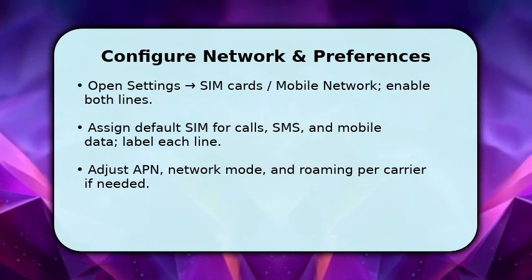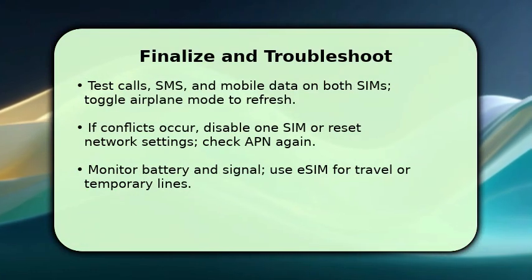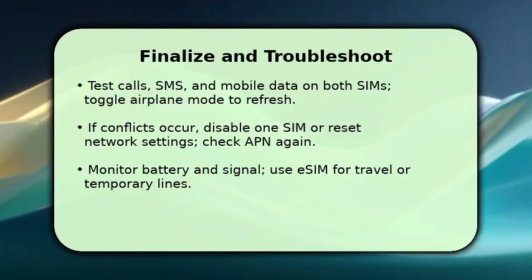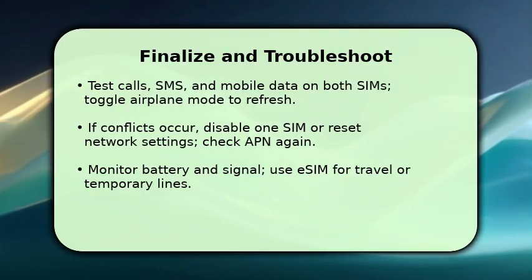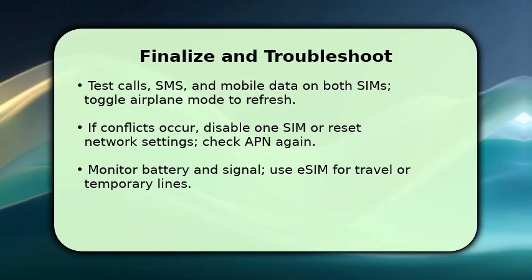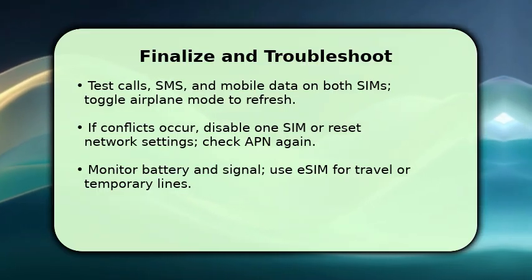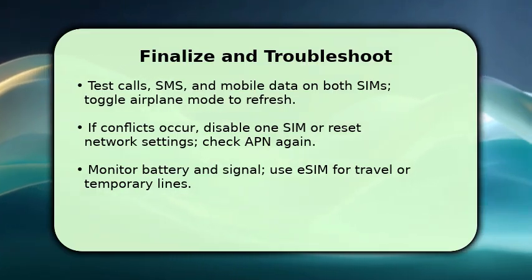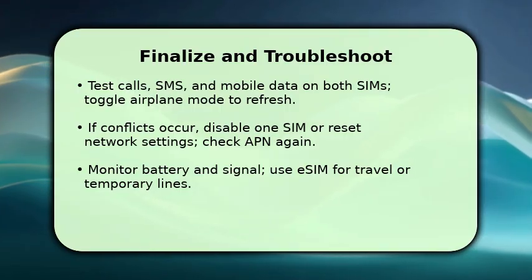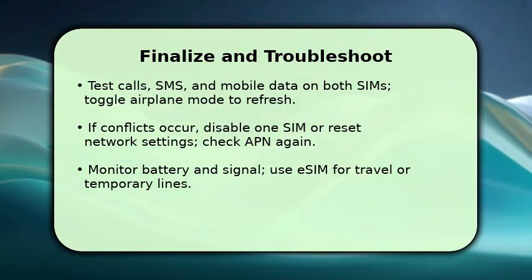Finish by testing. Place a call, send an SMS, and load a web page on mobile data for each SIM. If something fails, toggle airplane mode to force re-registration, then disable one SIM and re-enable it to resolve conflicts. Make sure APNs are correct and restart the phone if needed.